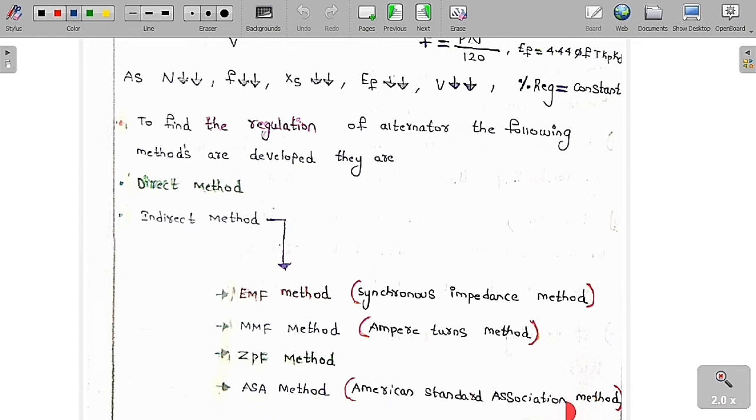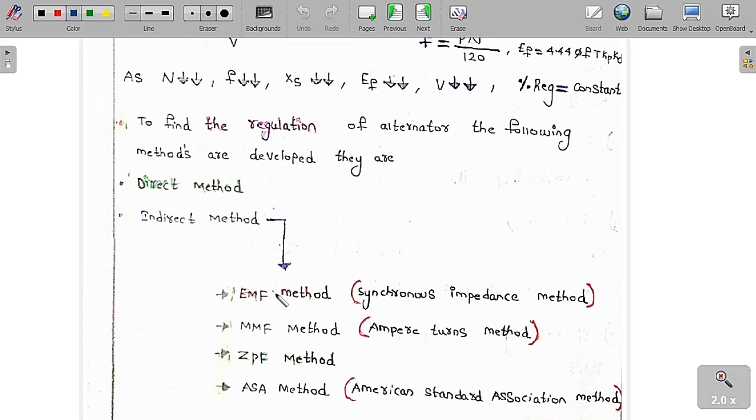ASA is also called the American Standards Association method. I have already told you this method is more accurate than this method, and this method is more accurate than this method, and this method is more accurate than this method.